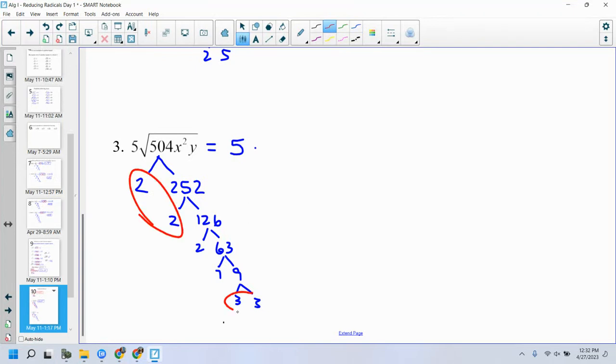Buddies. Okay. So I've got a 2 and a 3 coming out. What does that make? 6. Okay, staying in, what do I have? 14. I had a 2 and a 7 staying in. Now, the x just comes out. The y stays in. So all said and done, 30x radical 14y.